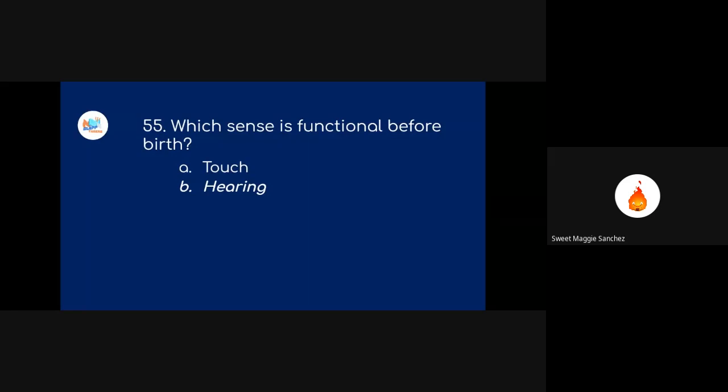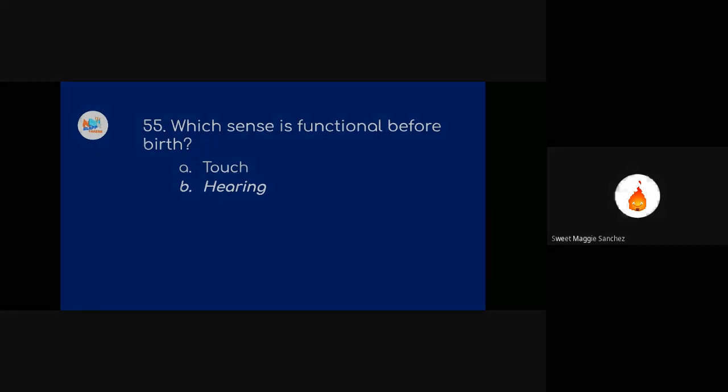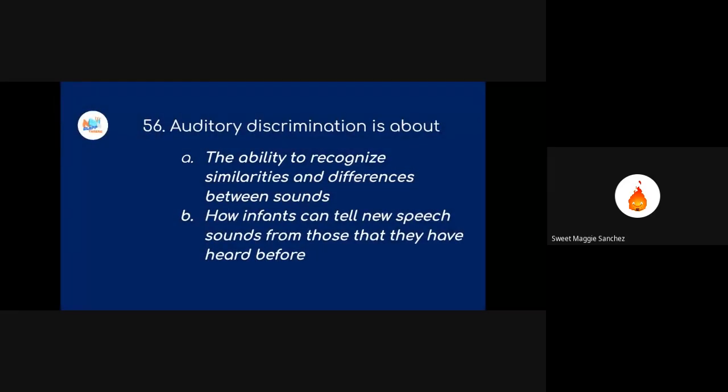Okay. Number 55, which sense is functional before birth? Okay, so hearing. The sense of hearing is functional before birth, di ba? Have you heard of stories na it's recommended na, as a mom, you should listen to classical music kasi that actually makes your baby smarter daw while you are pregnant, 'di ba? Malay mo maging musician siya sa future. Number 56, Beethoven. Yes, Beethoven songs, especially.